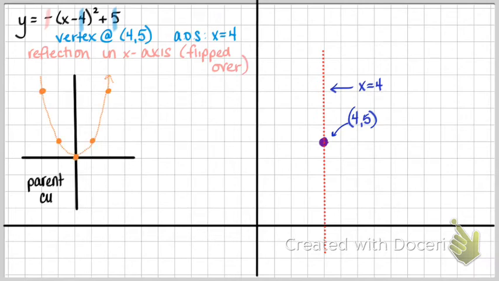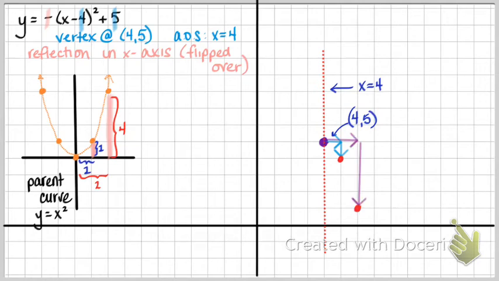So let's think about that spacing again. Our parent curve, 1 unit to the right goes 1 unit up, so 1 unit to the right on this graph will take me 1 unit down. 2 units to the right will go 4 units up, so 2 units to the right will take me 4 units down. I use the symmetry in the graph, and I plot the mirror images of these points.